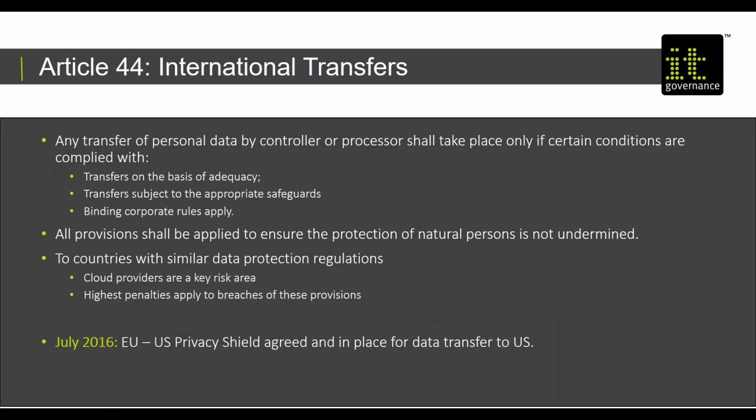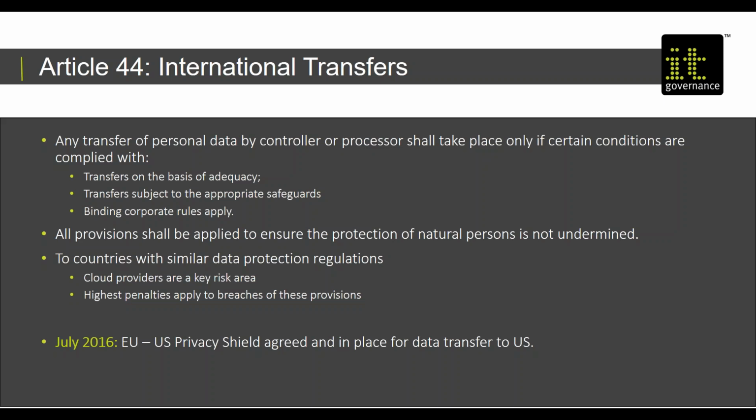International transfers: in this day of cloud-based services, more and more organizations trade across borders. They use apps which are provided by organizations in Australia or America to collect data from data subjects in the European Union. All of that's fine as long as the processing of the data outside the European Union meets the requirements of Article 44 and the ones that follow.